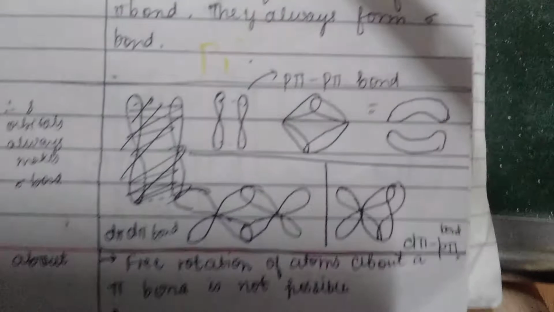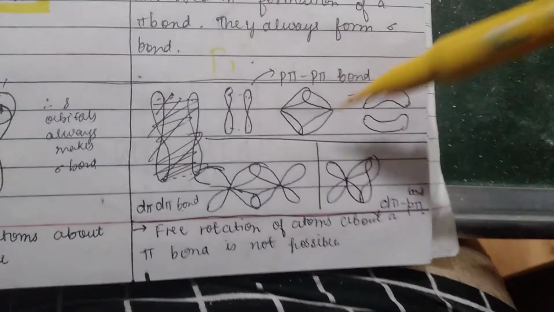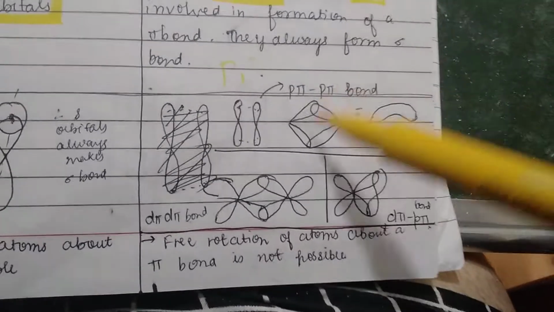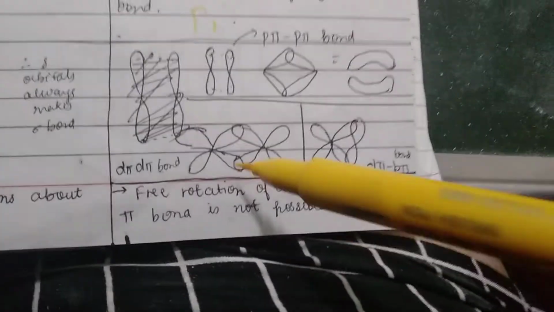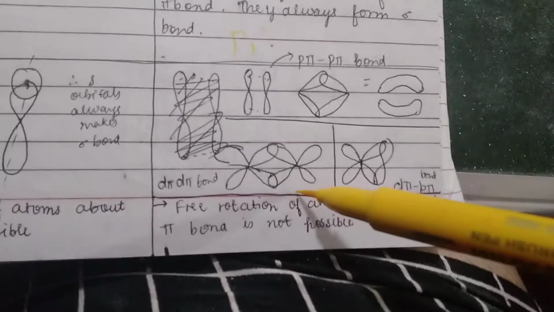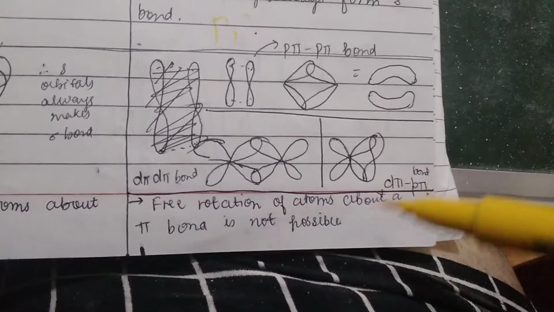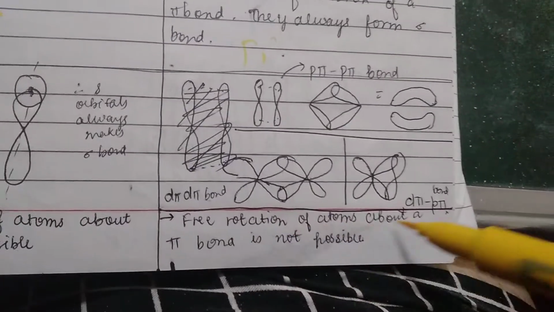When we come to the p pi bonds, the overlap that occurs is quite asymmetrical and it occurs with the lateral overlap. In a d orbital, it occurs like this, and in p, it occurs like this. Okay, so free rotation.